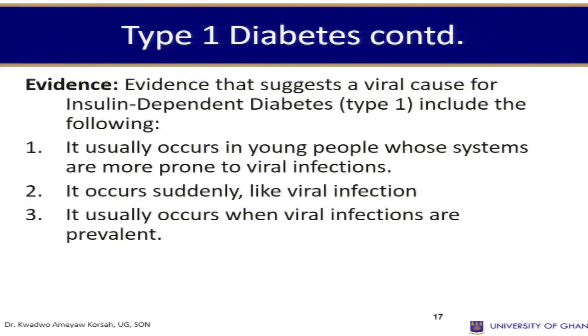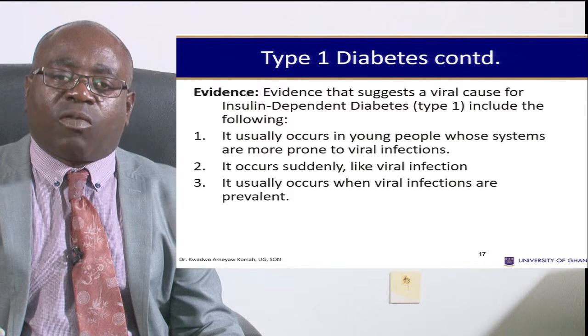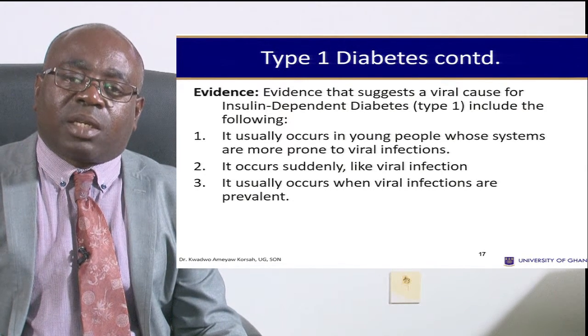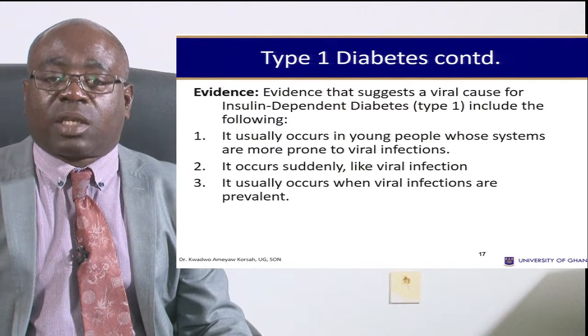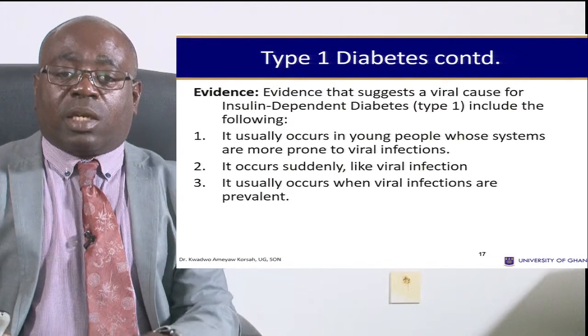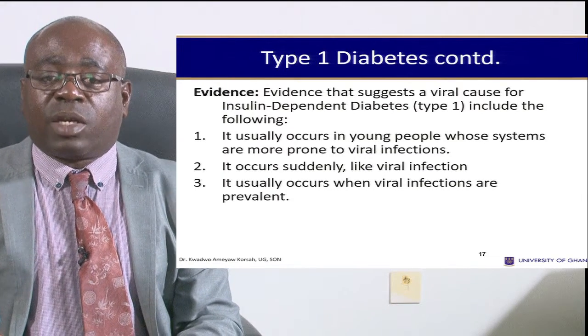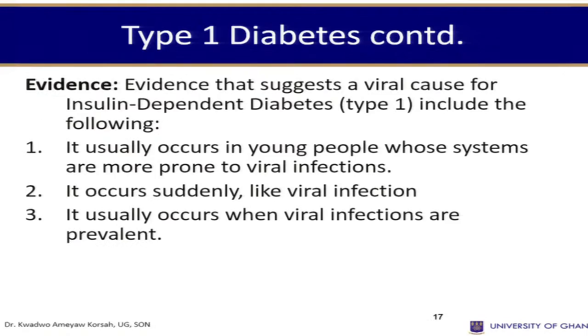All along, we have been showing that there is a possibility of a virus being implicated in the cause of this kind of condition. Evidence that suggests a viral cause for insulin dependent diabetes type 1 includes the following. It usually occurs in young people whose systems are more prone to viral infections. It also occurs suddenly, like any viral infection. And it usually occurs when viral infections are prevalent.